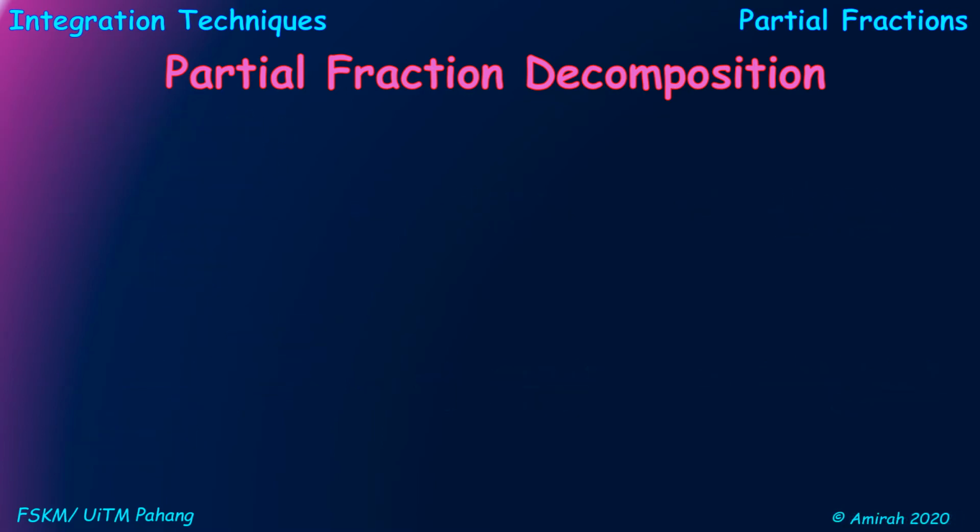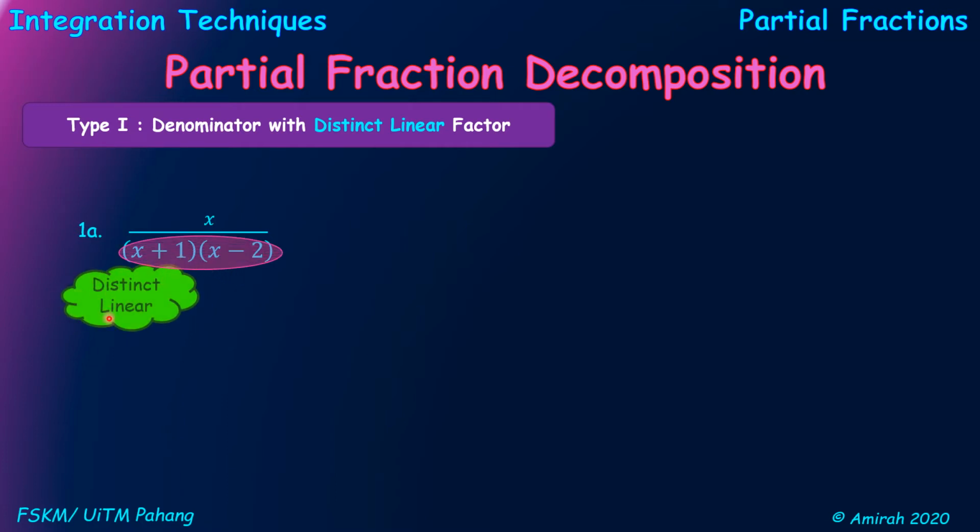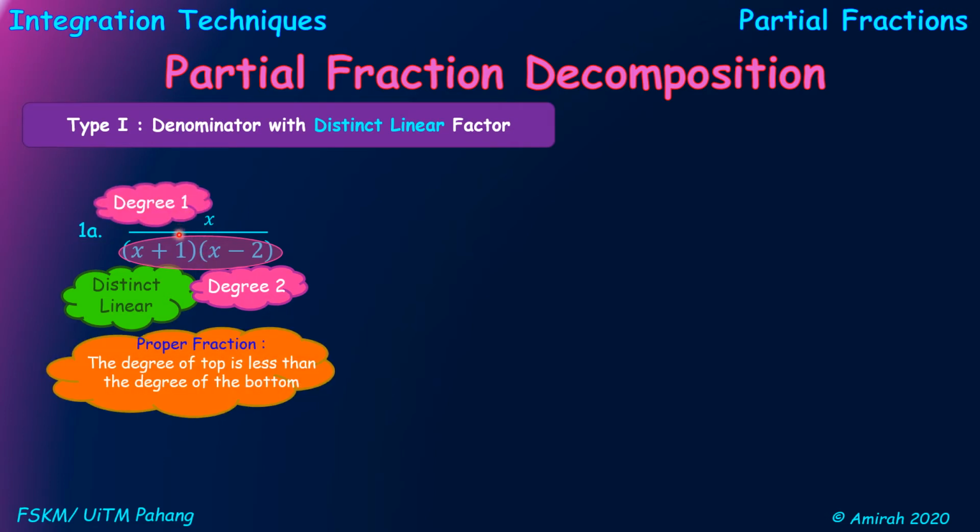Alright, now we continue with partial fraction decomposition. Okay? Type 1, denominator with distinct linear factor. Okay, so we look at this fraction. We have x over x plus 1 times x minus 2. Okay, this is distinct linear factor. And when we expand the denominator, we have degree 2, and numerator has degree 1. So this is called proper fraction because the degree of top is less than the degree of the bottom.